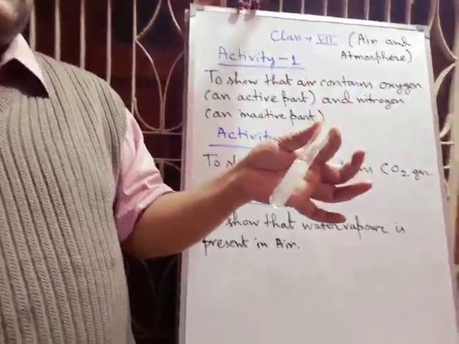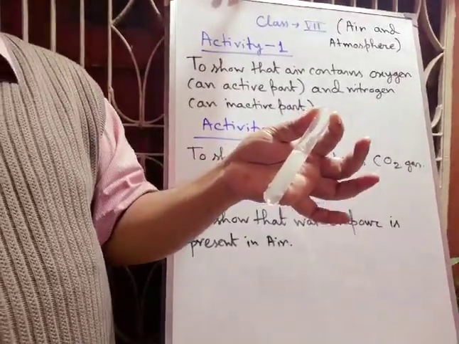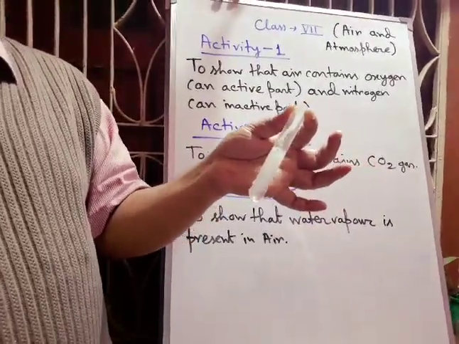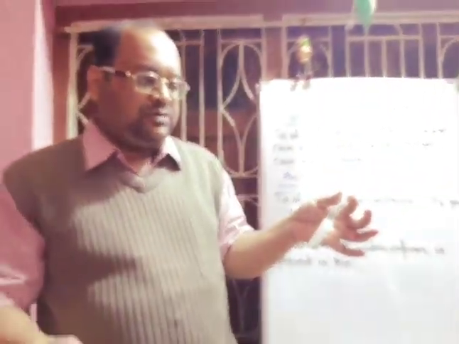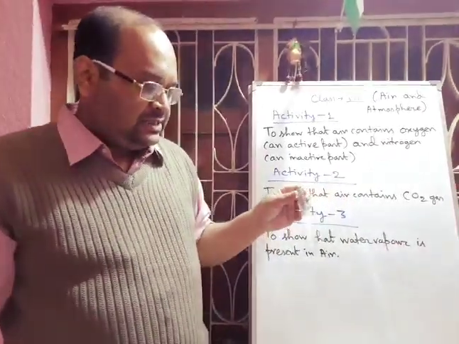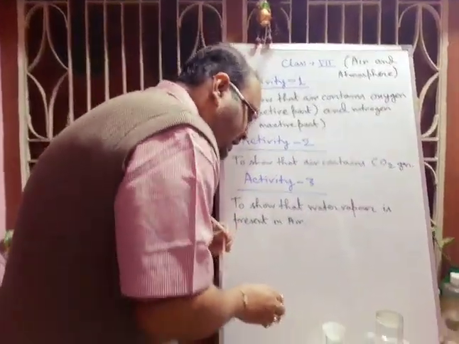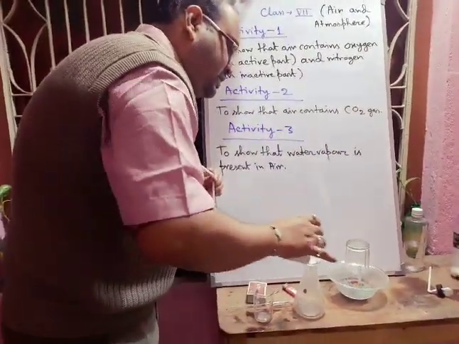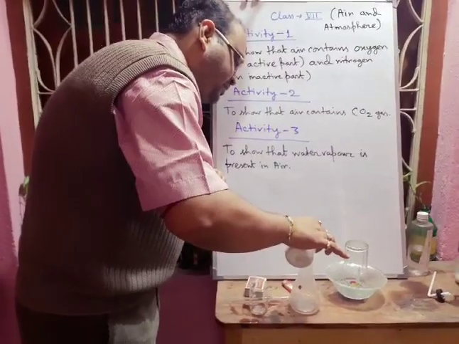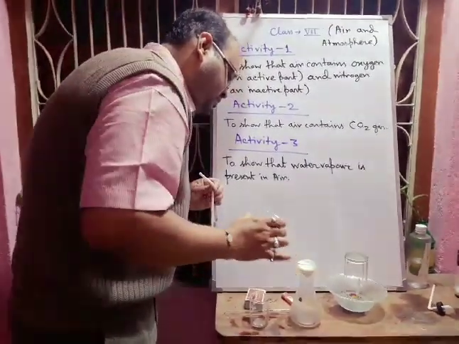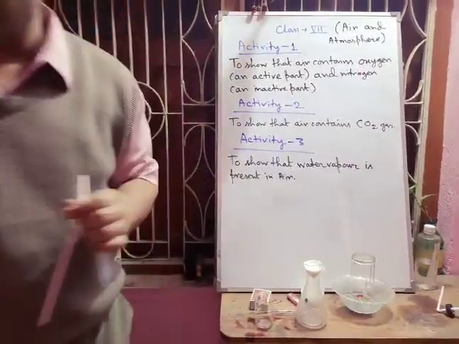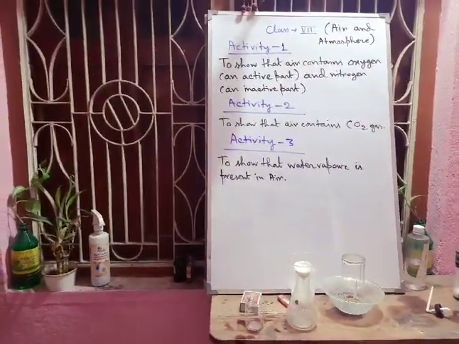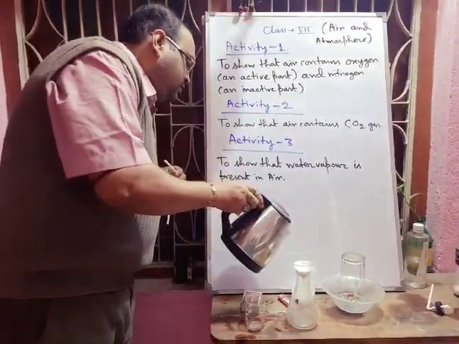Actually, for the analytical test for carbon dioxide, that means carbonate, we have to add some acid that will produce carbon dioxide gas, and that turns lime water milky. Here again I am showing you this reaction. Then I am adding some water.